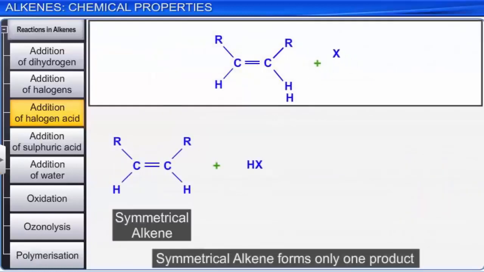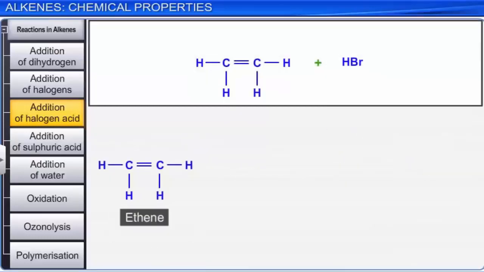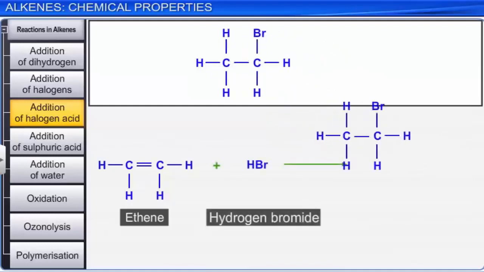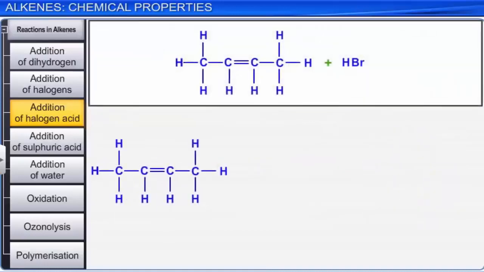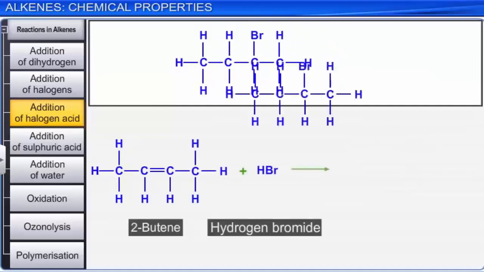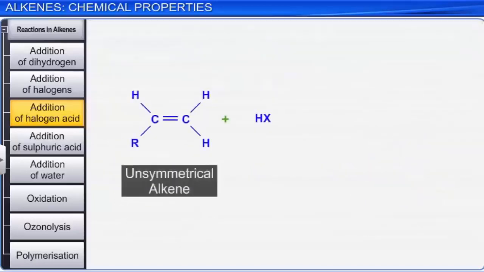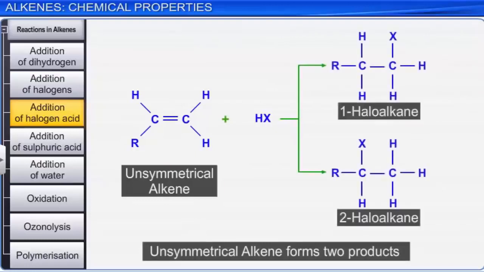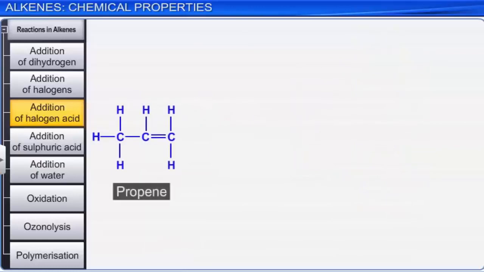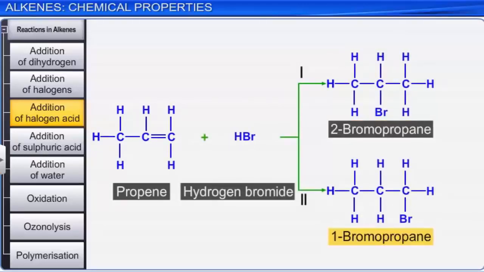For example, ethene on reaction with hydrogen bromide gives bromoethane, or 2-butene with hydrogen bromide gives 2-bromobutane. However, in the case of unsymmetrical alkene, two products are formed. For example, propene reacts with hydrogen bromide to form 2-bromopropane and 1-bromopropane. Of these, 2-bromopropane is a major product.